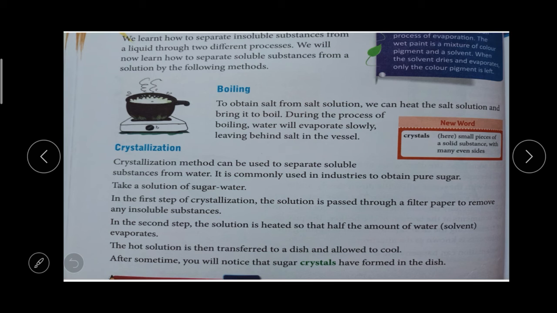In the first step they take the sugar solution. First of all they use the filtration method to filter out the insoluble substance. Second, they heat and boil it, and some amount of water evaporates. Finally they let it cool in a dish, and the crystals are formed. So this is the process of crystallization.